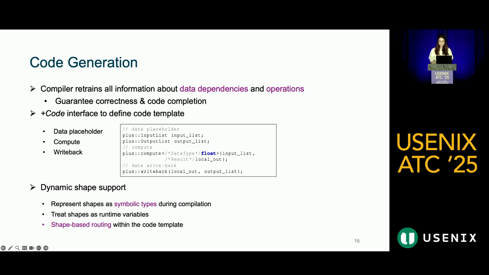PluS also supports dynamic shapes. It does this by using symbolic tags to represent shapes at compile time, and treating shapes as runtime variables in the code template. Experts can then define shape-based routing in the templates to handle different input sizes with a dynamic schedule.